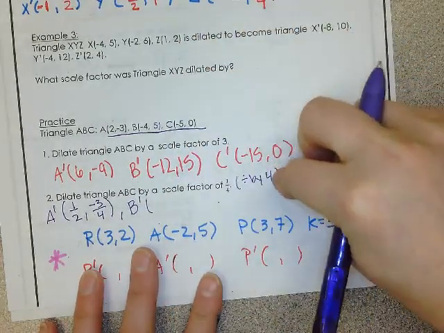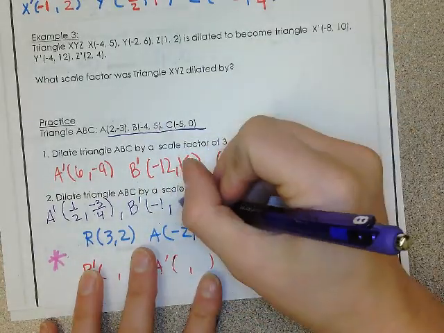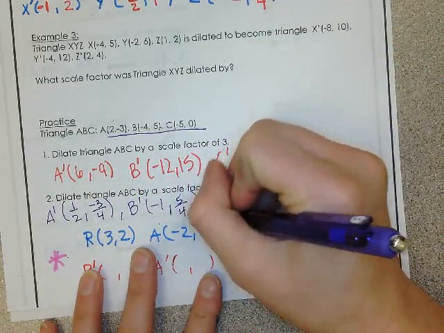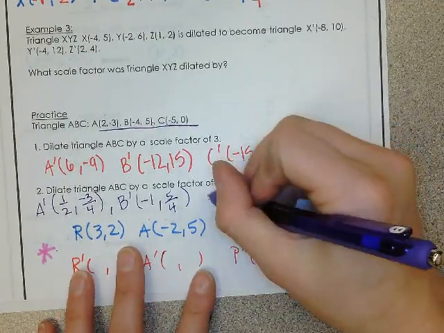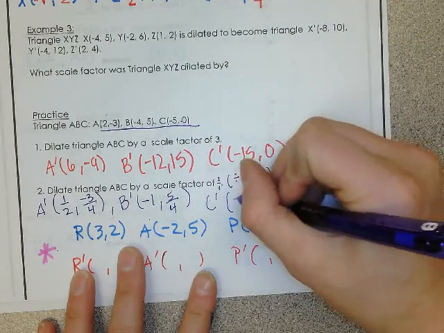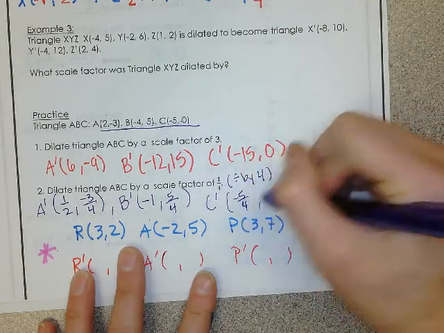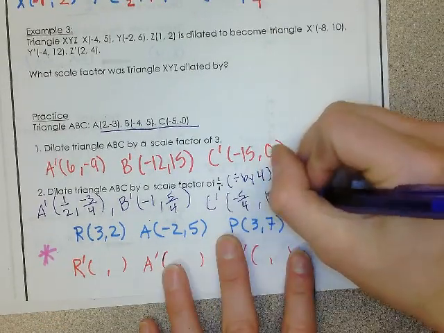Negative 4 divided by 4 is negative 1. 5 divided by 4, we can just put 5/4. And then C prime, negative 5 divided by 4, negative 5/4. And then 0 divided by 4. What do we get? 0.